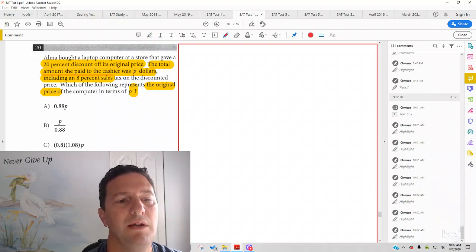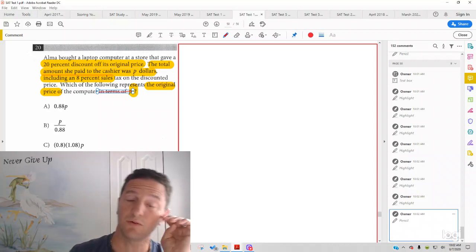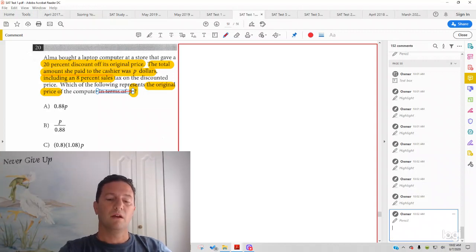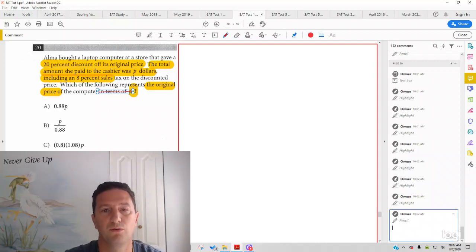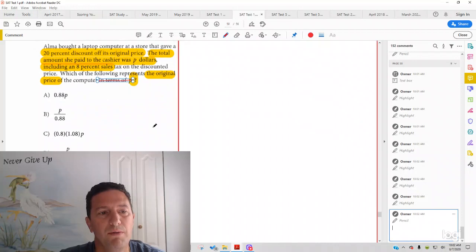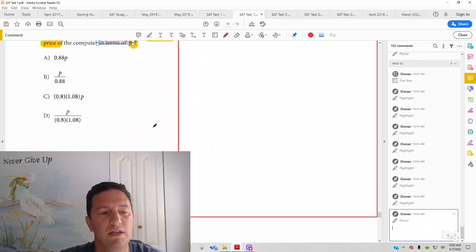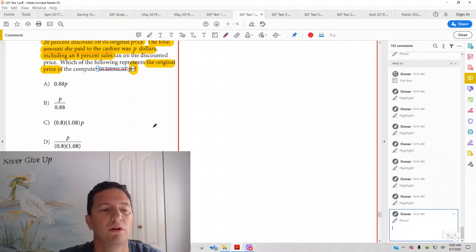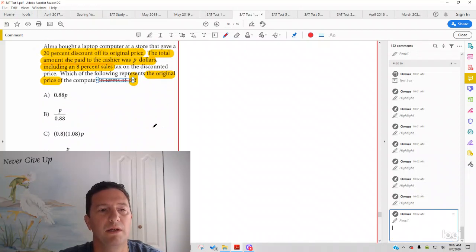So what you might do is, if "in terms of" trips you up, just cross it out. It's asking for the original price. If you're doing it algebraically, you've got to get the original price alone. We're solving for the original price. That's the important thing that you need to know. This cuts off a bit, but you can see answer choice D down there is P over 0.8 times 1.08.